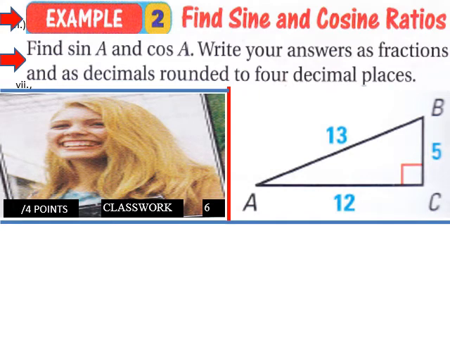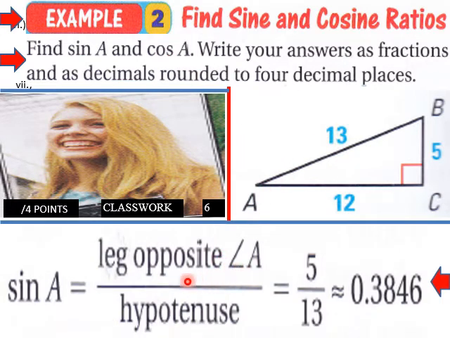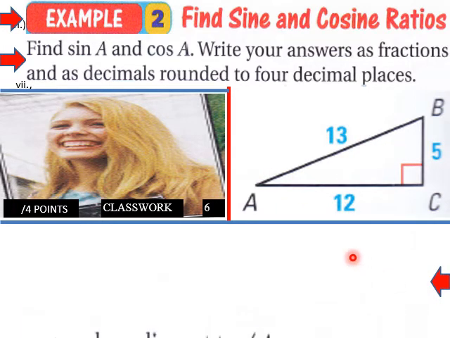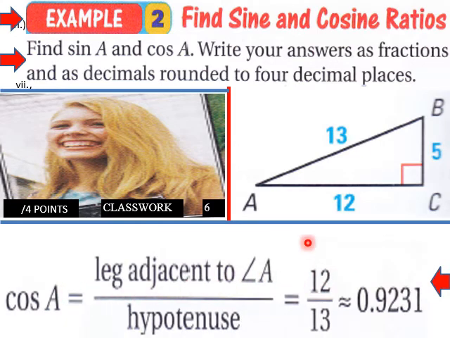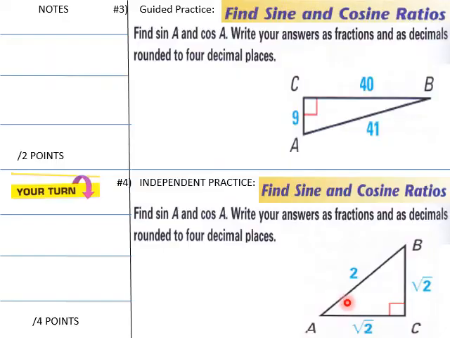Okay, example 2, find sine A and cosine A. Write your answers as fractions and as decimals, rounded to 4 decimal places. So to do that, we have 5 over 13 for sine A, and using your calculator, that comes out to this number. And then cosine A would be 12 over 13. Here would be your number for that.